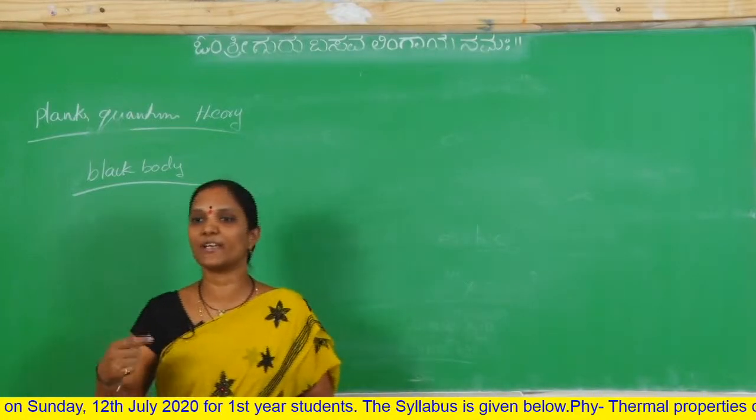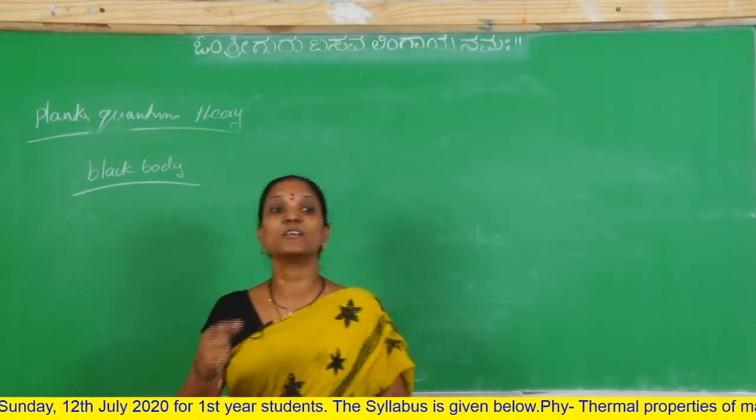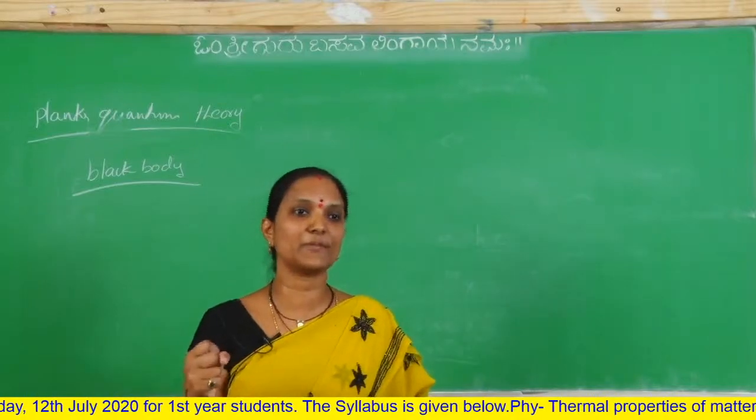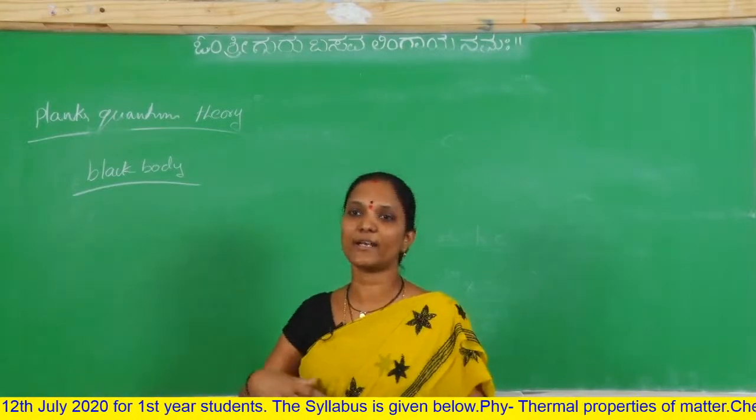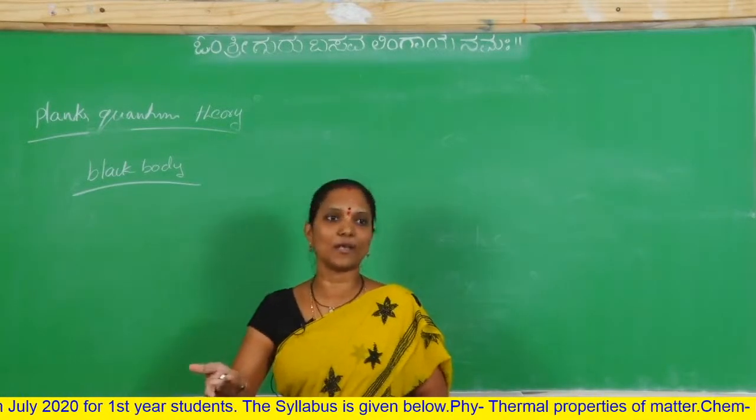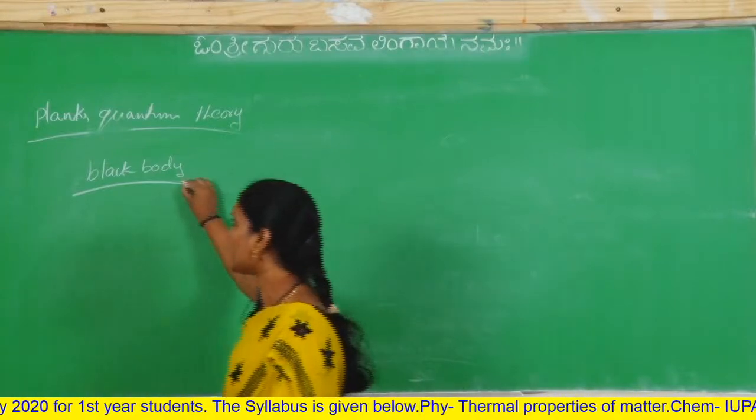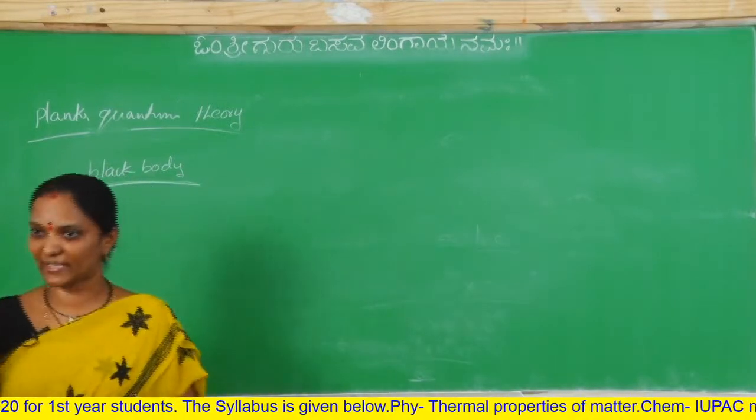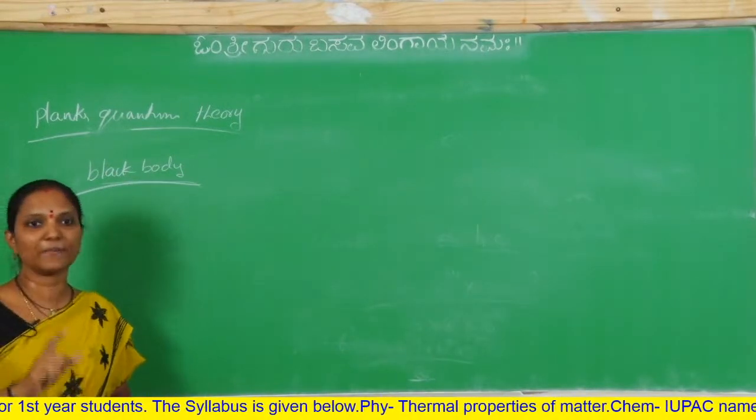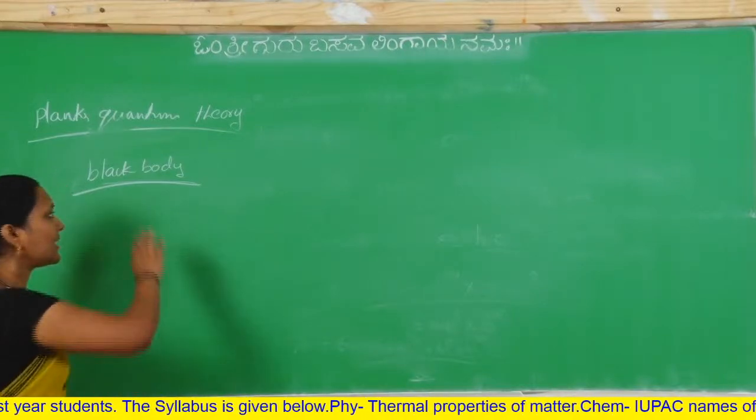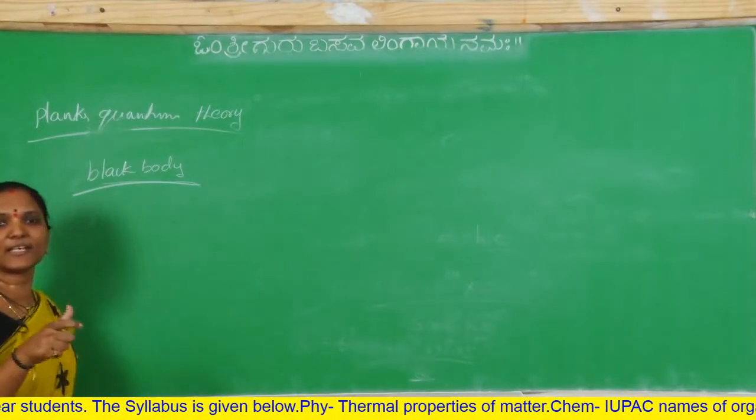That is why when it is summer season, wearing black is not good, like that they will tell. So, it is a perfect absorber and also perfect emitter, absorbs all radiations and emits all radiations. That is the black body. So, how to create this black body?